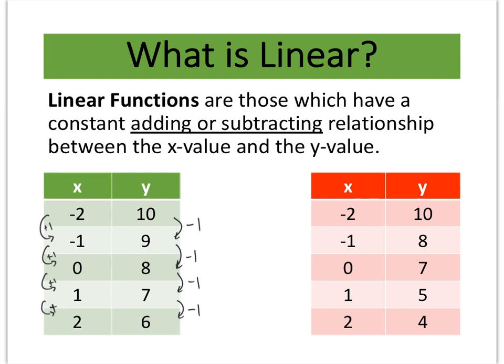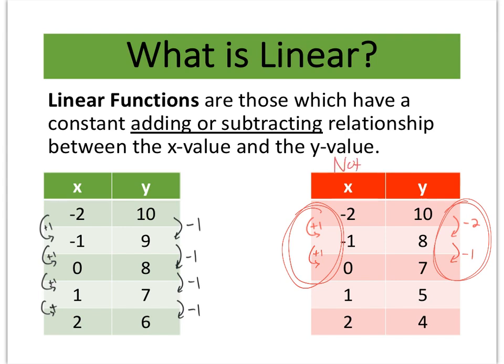Whereas if I look at number 2 here, take a look. As x goes up by 1, my y goes down by 2. Now, is that okay for now? Yeah, absolutely, it's fine. But when we check this second one, my x goes up by 1, my y only goes down by 1. No longer is it linear, because for the same movement here, it has a different movement here. So I'm going to label this not linear, because it does not have that constant adding or subtracting relationship. Whereas this first one is linear, because it does have that constant adding and subtracting relationship.